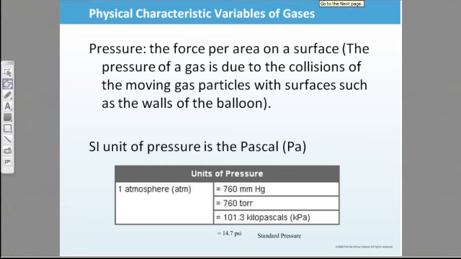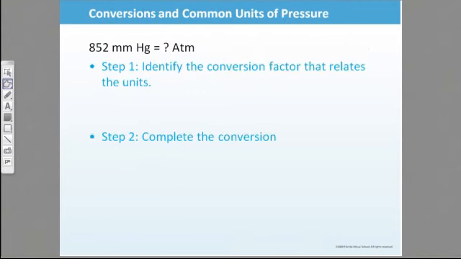Now, because we do have different units of pressure, sometimes we're going to have to convert between them. You may be given a problem that says, hey, you have 852 millimeters of mercury, but remember we said a couple slides ago that we always wanted it in atmospheres. So we need to convert this really quick to get it in the units we want.